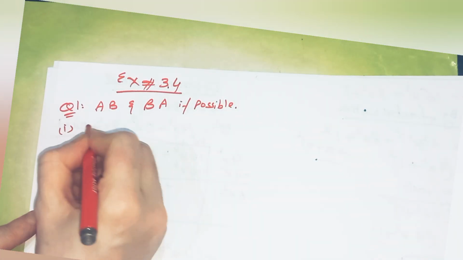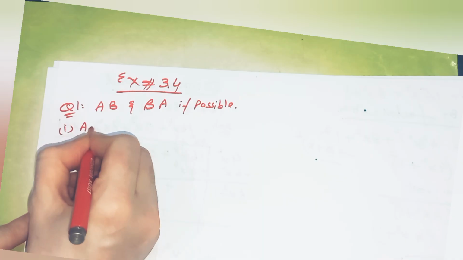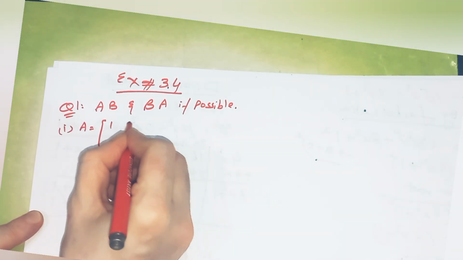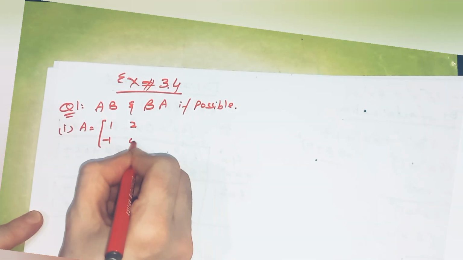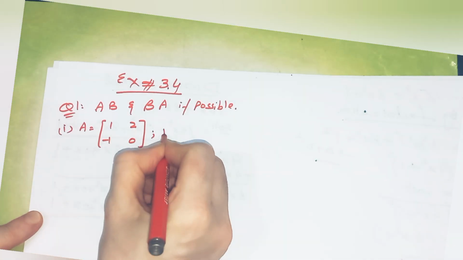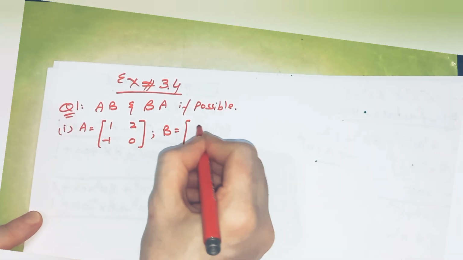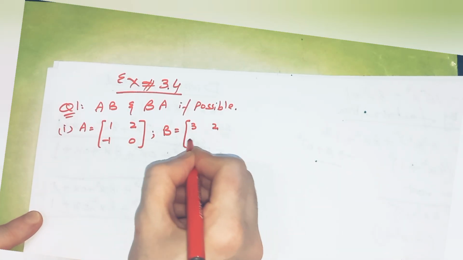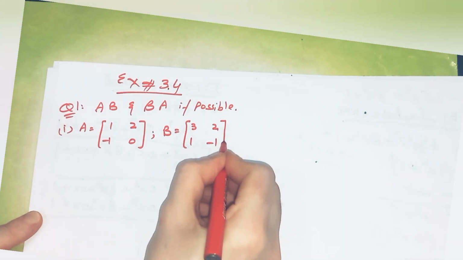Okay, the first matrix is A, as we write here: 1, 2, -1 and 0, and the B matrix is 3, 2, 1, -1.